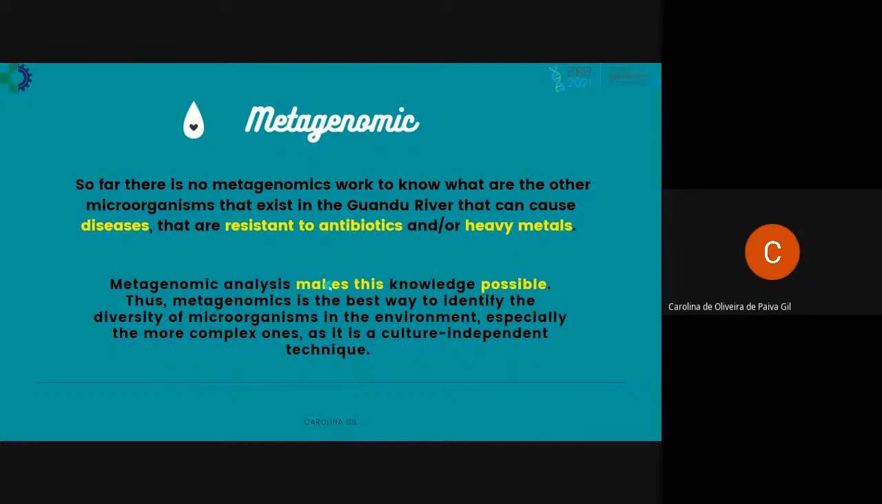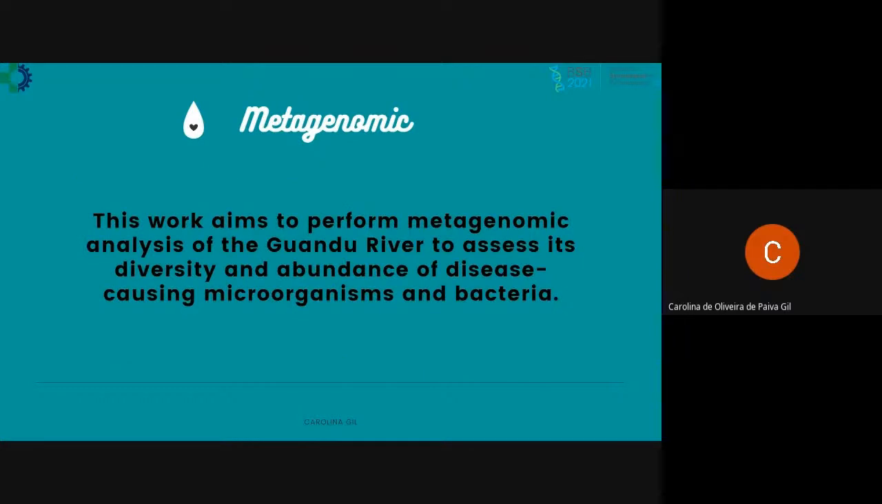Thus, metagenomics is the best way to identify the diversity of microorganisms in the environment, especially the more complex ones, as it is a culture-independent technique. So this work aims at a metagenomic analysis of the Guandu River to assess its diversity and abundance of disease-causing microorganisms and bacteria.